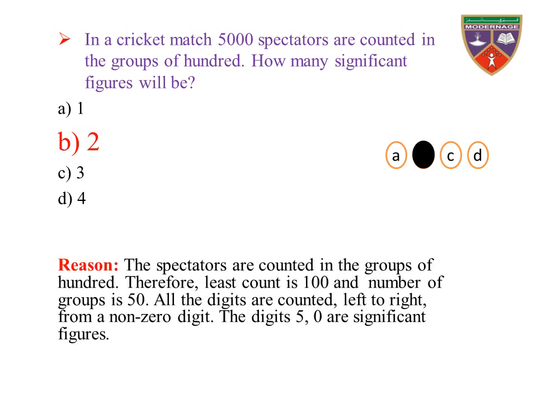Reason: the spectators are counted in the groups of 100. Therefore, least count is 100 and number of groups is 50. All the digits are counted left to right from a non-zero digit. The digits 5 and 0 are significant figures. Hence, the number of significant figures is 2.